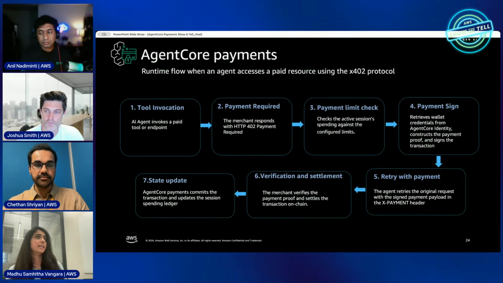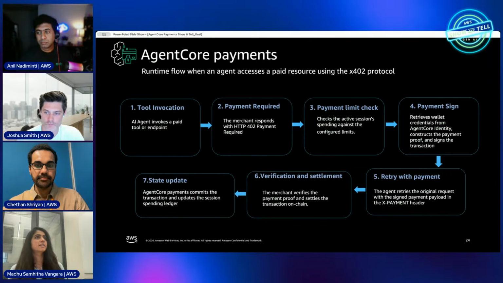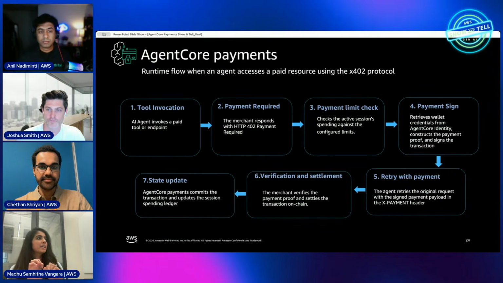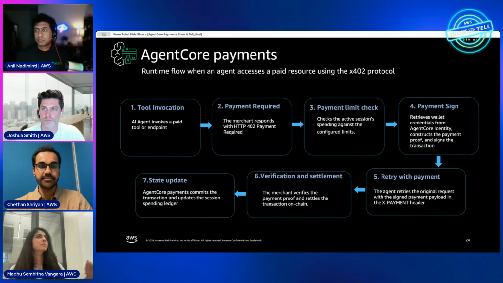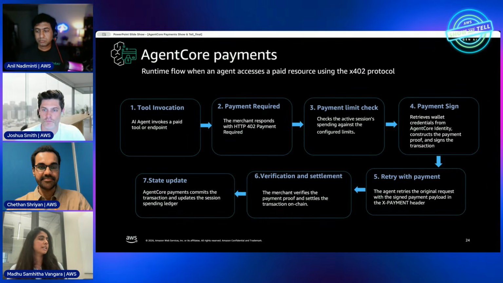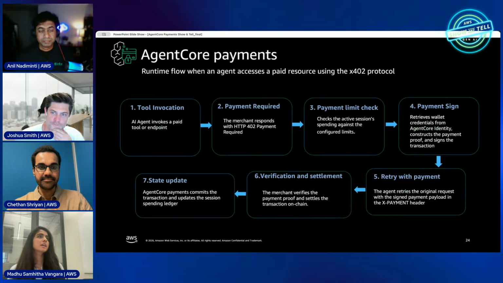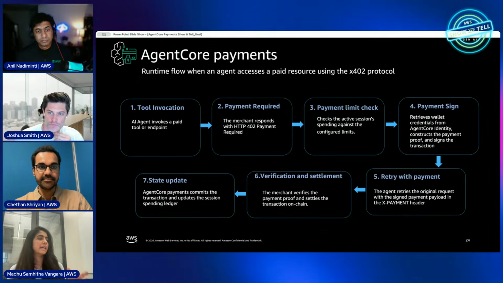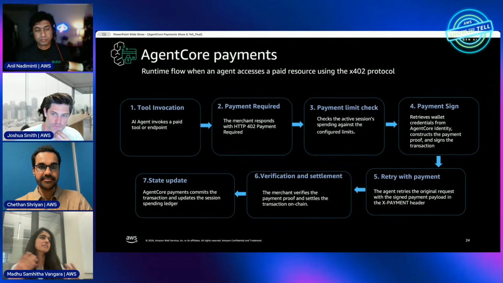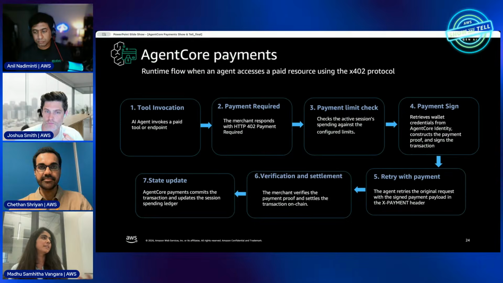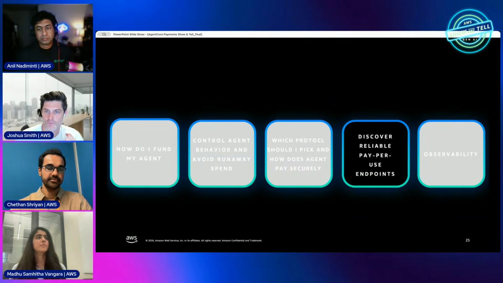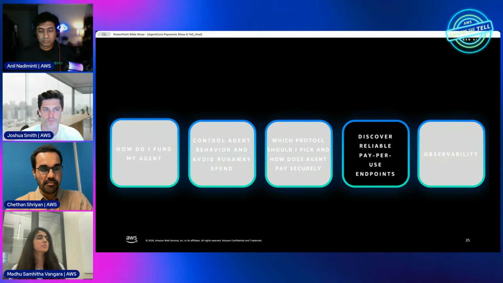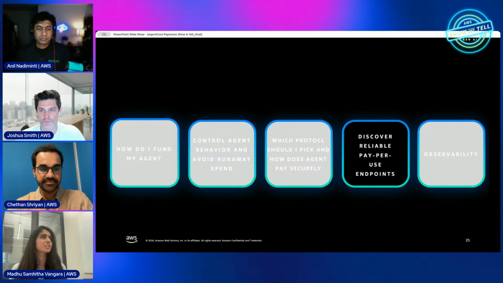If it passes that check, it signs that payment, and it retrieves the wallet credentials from AgentCore identity. So at an infrastructure layer, your authentication credentials and your payment limit checks are deterministically enforced with secure credential management. It retries with the correct signed payment payload within the X-PAYMENT header, verifies and settles it on the merchant. The merchant verifies that payment proof, the transaction is completed, and the status is updated. This end-to-end workflow happens with a proper IAM role segregation model. We have documentation on that as well.